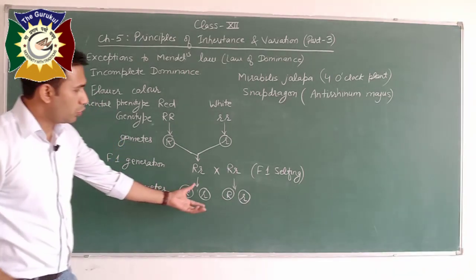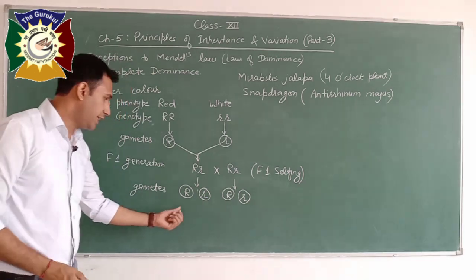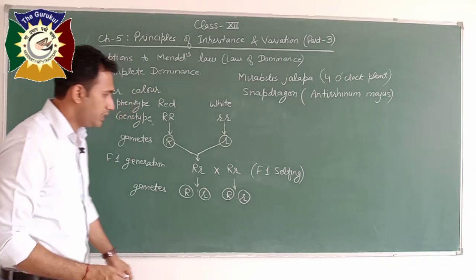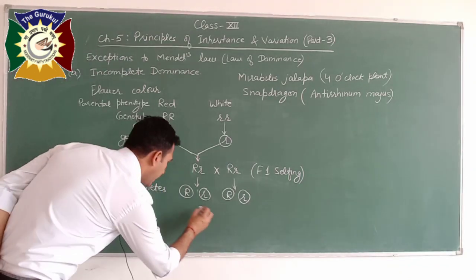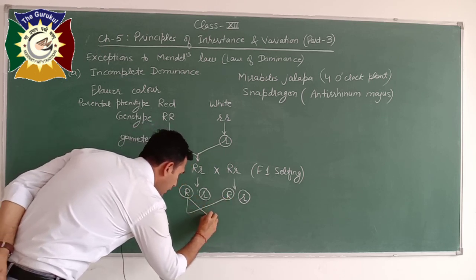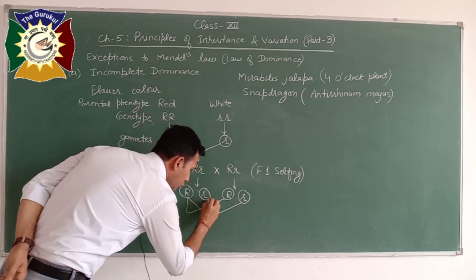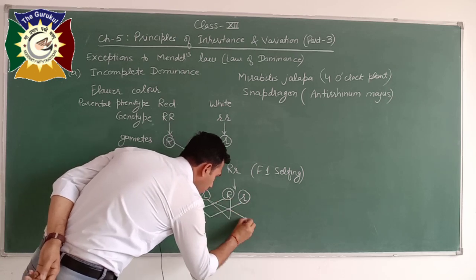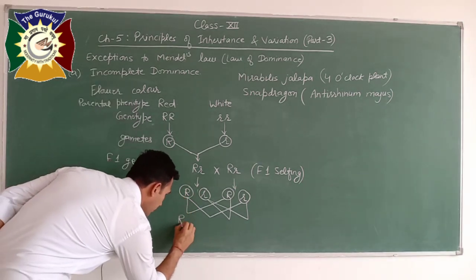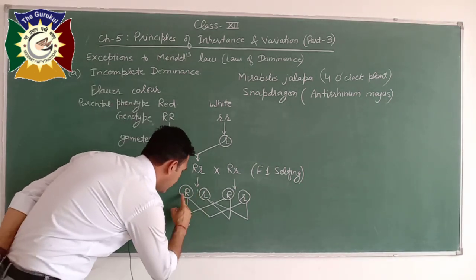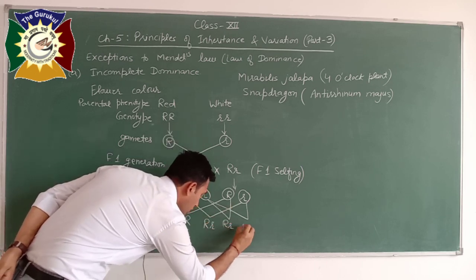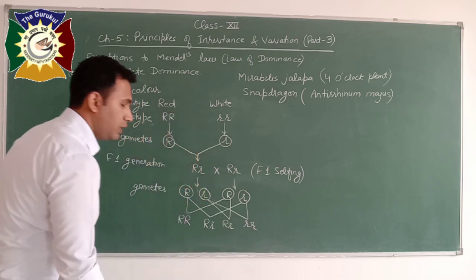Now either we can draw a Punnett square or we can directly make combinations. There is less space, so I am going to make direct combinations. So capital R with capital R, capital R with small r, small r with capital R, and small r with small r. So the combination will be first capital R capital R, second capital R small r, third capital R small r, and fourth is double small r.